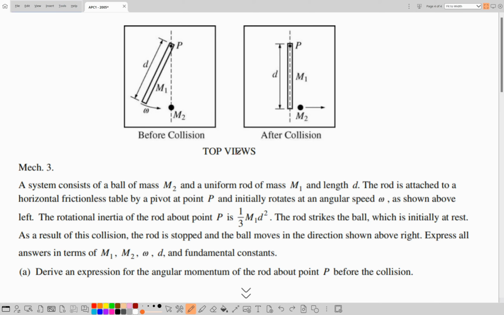Hello AP C Mechanics students, today we'll solve the past paper FRQ 2005 exercise 3. A system consists of a ball of mass m2 and a uniform rod of mass m1 and length d. The rod is attached to a horizontal frictionless table by a pivot point and initially rotates at an angular speed omega as shown above left.